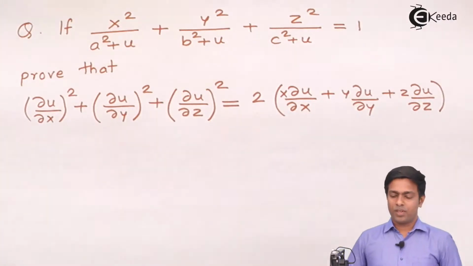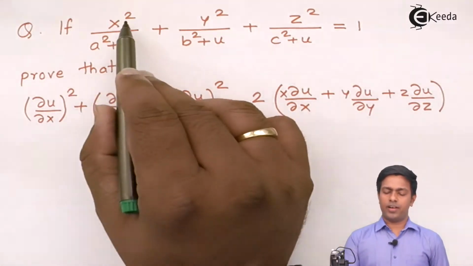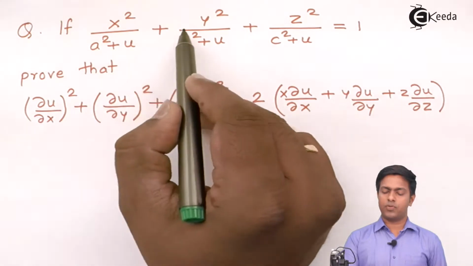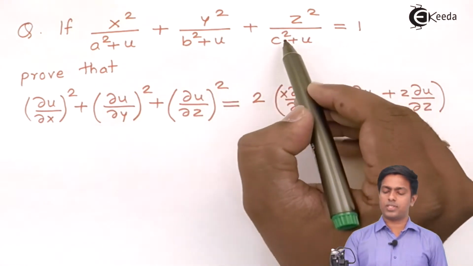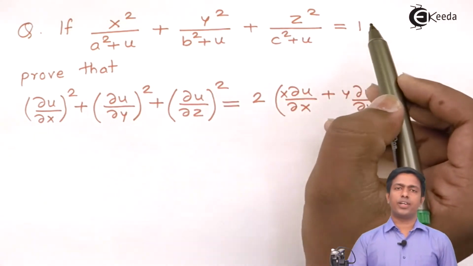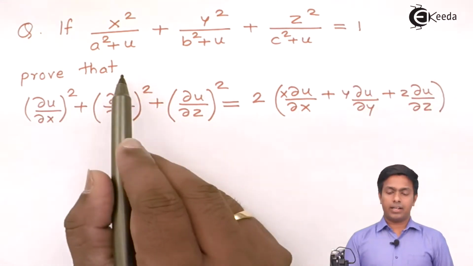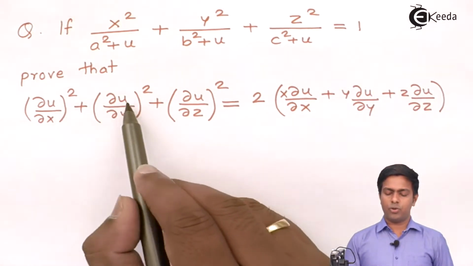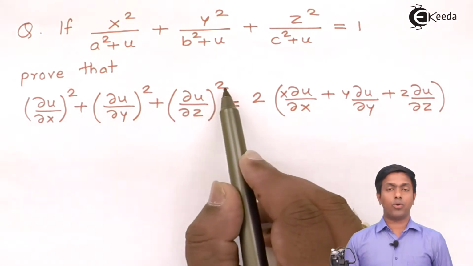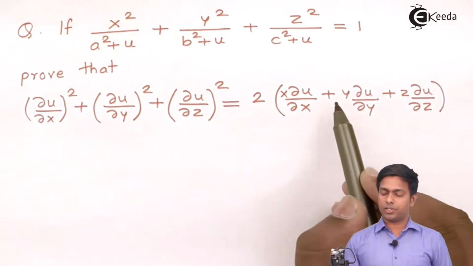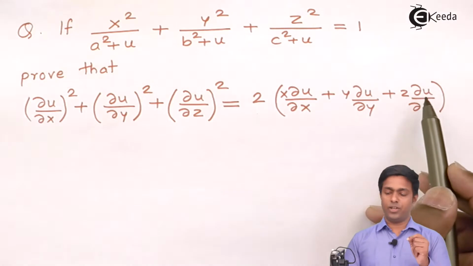So here it is given that x square upon a square plus u, plus y square upon b square plus u, plus z square upon c square plus u is equal to 1, and we have to prove that (del u by del x) the whole square, (del u by del y) the whole square plus (del u by del z) the whole square is equal to 2 times (x del u by del x plus y del u by del y plus z del u by del z).